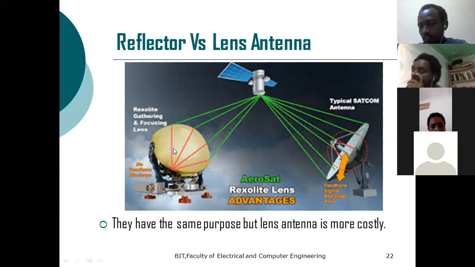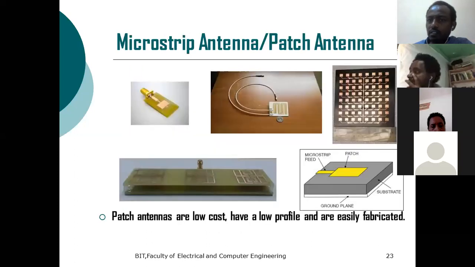They have the same purpose, but in terms of cost, lens antenna is very costly. This is a picture of microstrip or patch antenna. You see what patch antenna looks like? Look, here is a feed, you see? It comes and gets connected. This is the patch. That means the microstrip antenna.